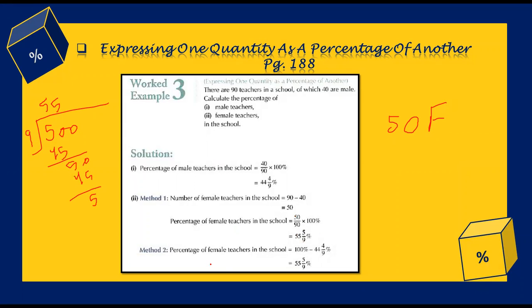देखिए second method है कि percentage of female teacher in the school, the whole amount of anything is 100%. किसी भी चीज की जो whole amount होती है वो 100% होती है. मेल की जो परसेंटेज आई है वो हमारे पास 44 whole 4 upon 9% आई है, तो 100% minus 44 whole 4 upon 9% means 55 whole 5 upon 9%. सिंपल. या तो ये वाला मेथड यूज कर लें आप लोग या फिर ये वाला मेथड यूज कर लें, टोटली अप टू यू. तो ये थी एग्जांपल नंबर 3 रिलेटेड टू दिस टॉपिक. तो आई होप आप लोगों को समझ में आया होगा. इंशाल्लाह नेक्स्ट वीडियो में आई विल स्टार्ट एक्सरसाइज 8A.